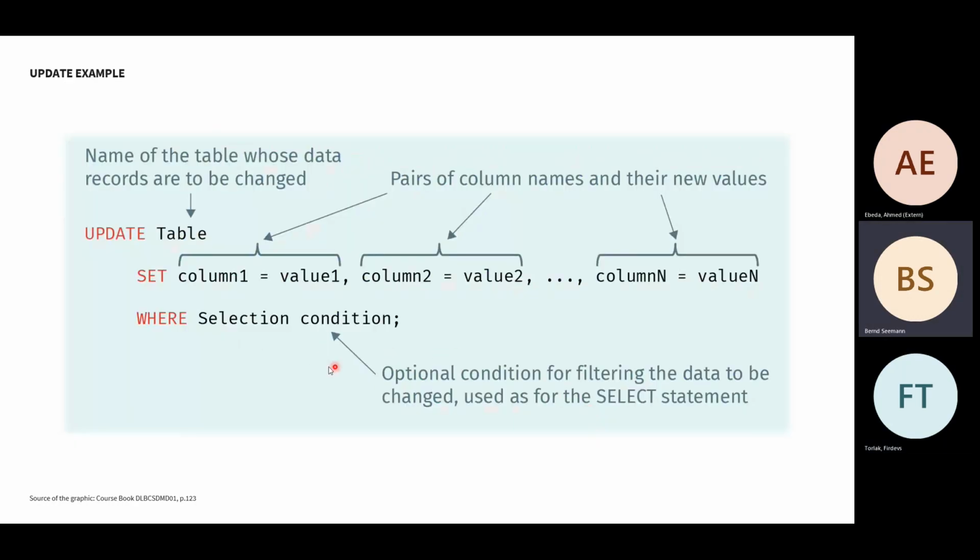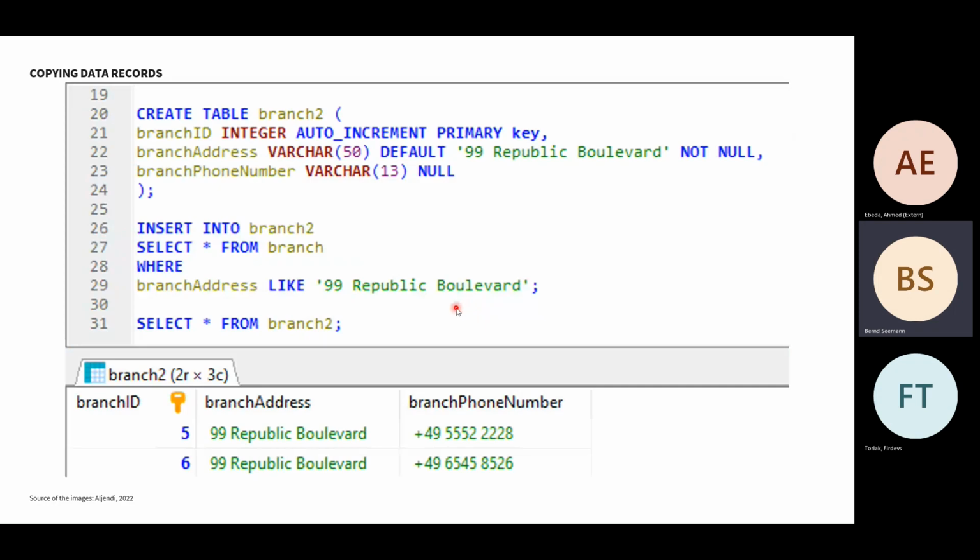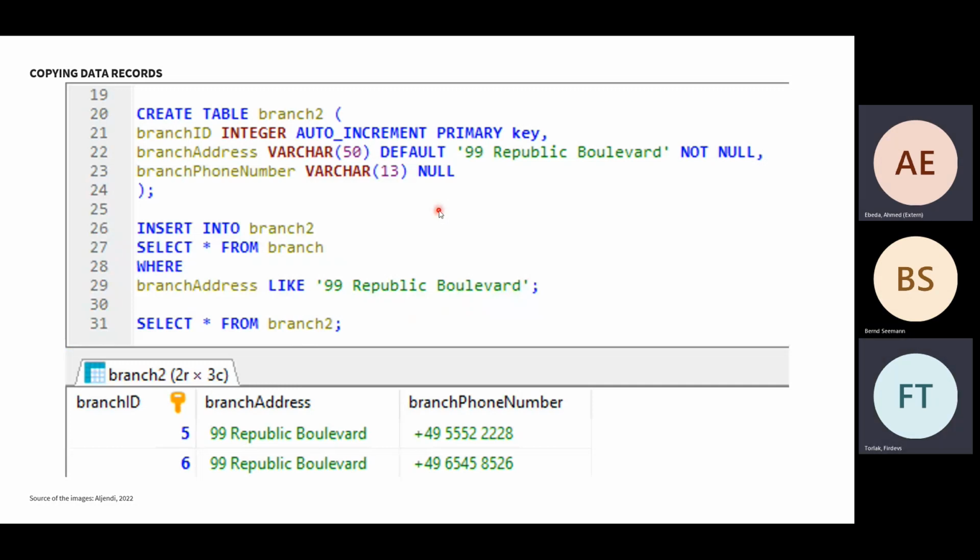May I just ask a question? In this case, is it necessary that branch and branch 2 have the same schema, or can they have different schemas? They can have different schemas, but in this case, you need to select not everything. If you select everything, it means I need all the columns: branch ID, branch address, and the branch phone number.